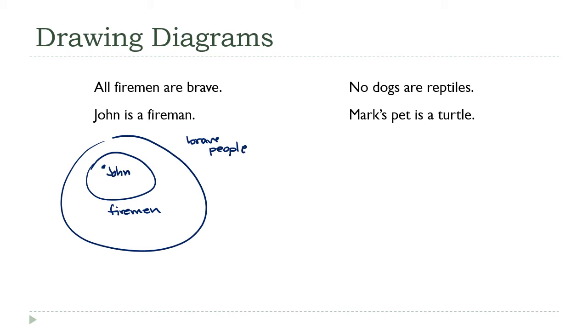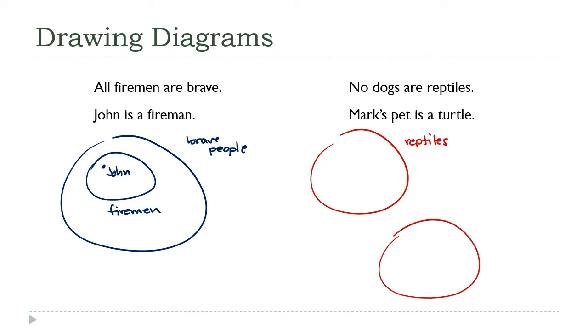All right, so let's try this one here. Again, we're doing dogs and reptiles here, like we did on the previous slide. So let me duplicate that. Now, Mark's pet is a turtle. Turtles are reptiles, so I'm going to put a dot for Mark's pet in the reptiles circle.